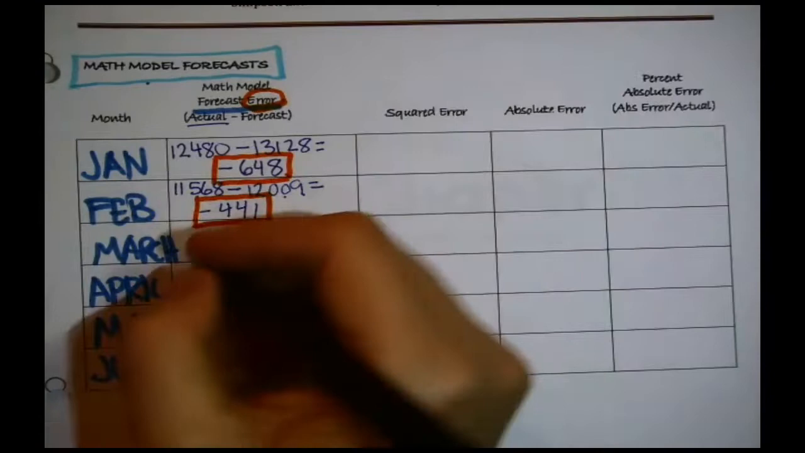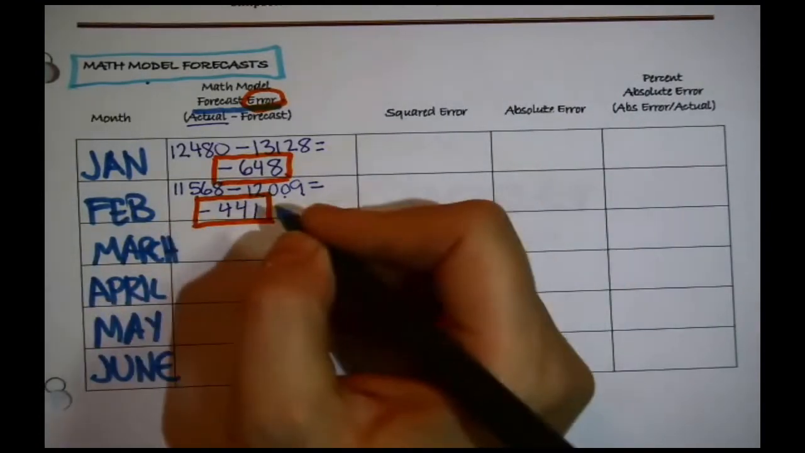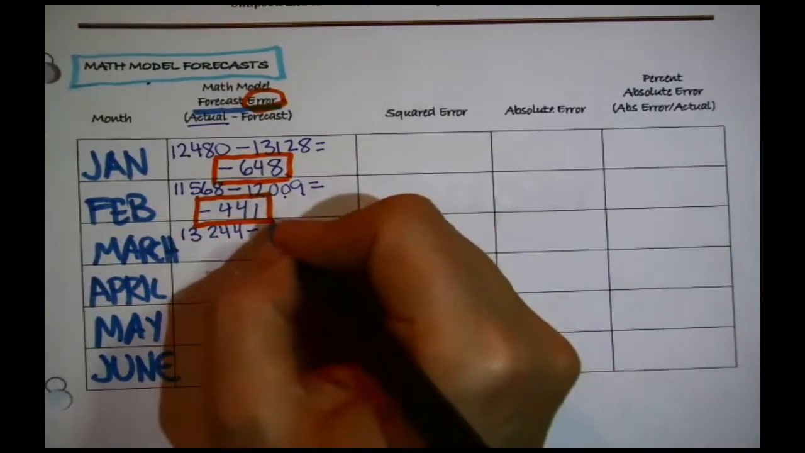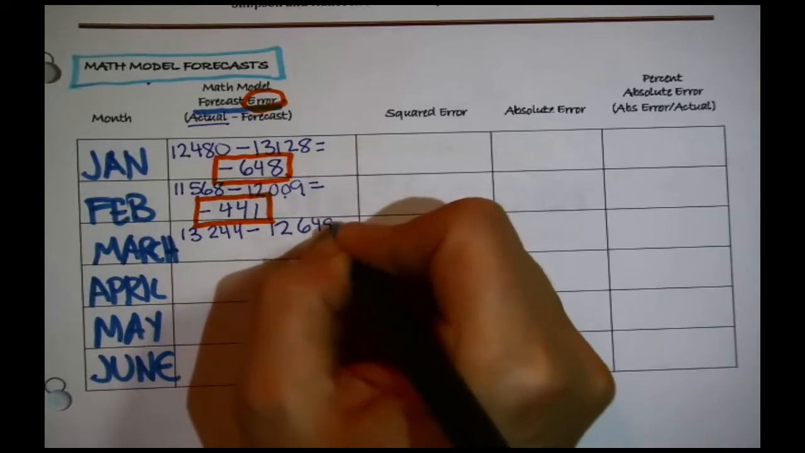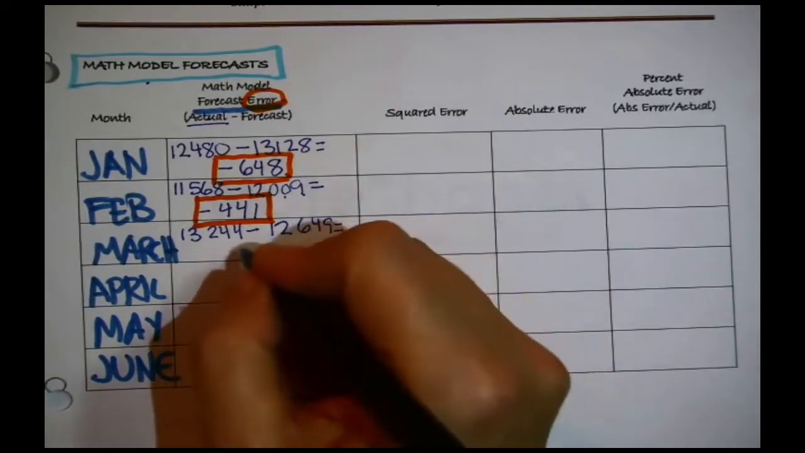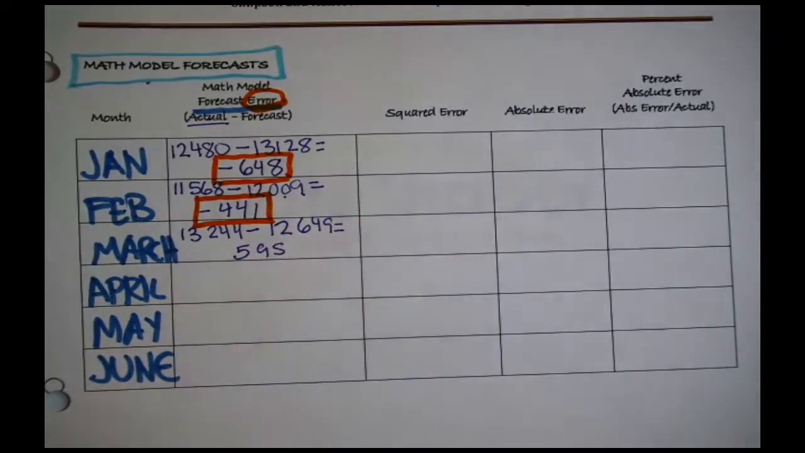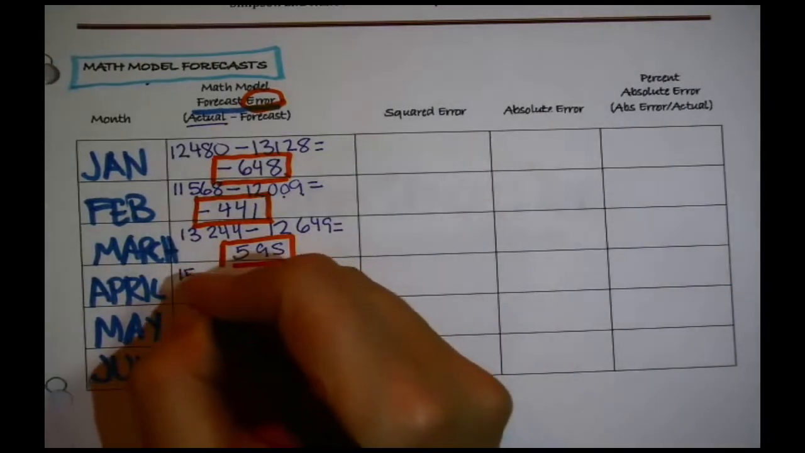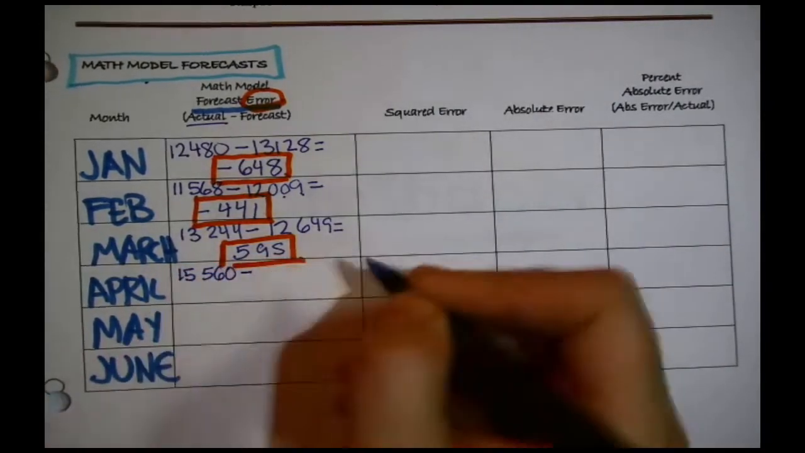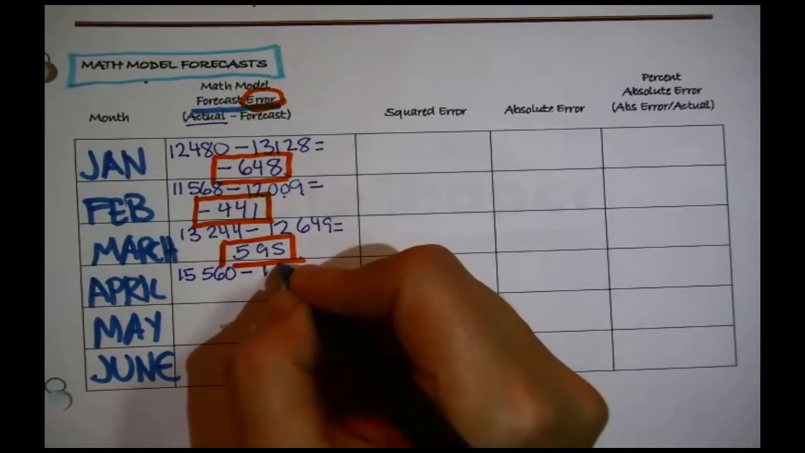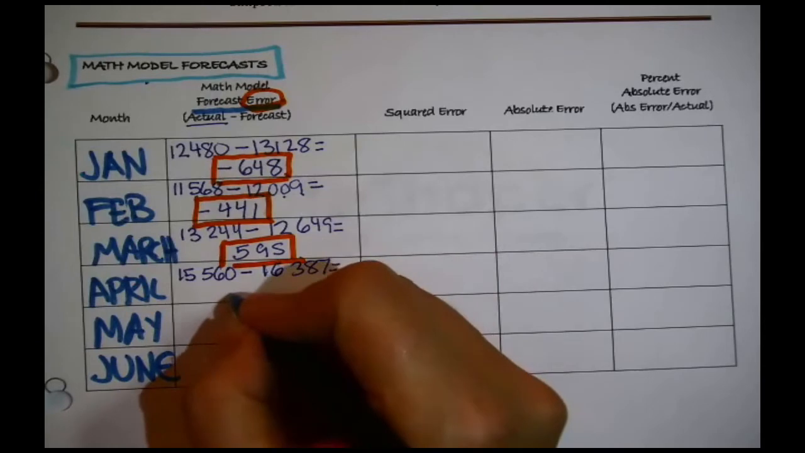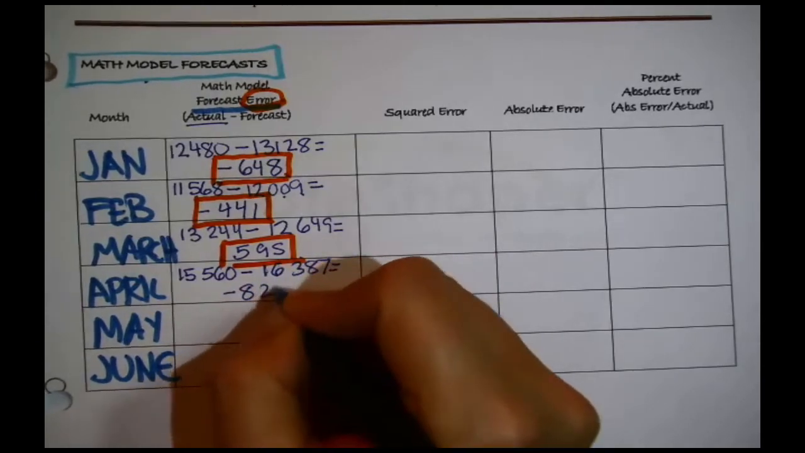See the pattern? In March, the actual was 13,244. Look this up. The math model's forecast was 12,649. So I get that in March there was an error of 595. Good. In April, the actual was 15,560 transports, minus the math model's forecast, in April, 16,387. So I get an April error of negative 827.